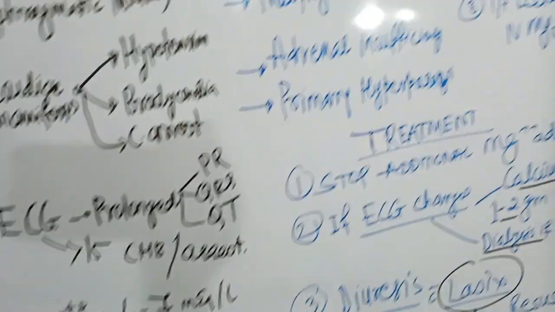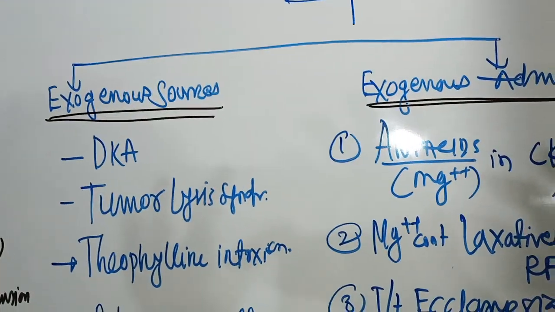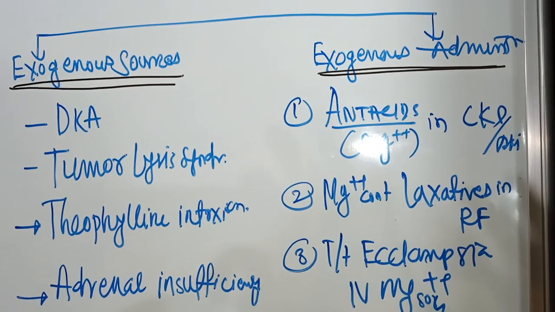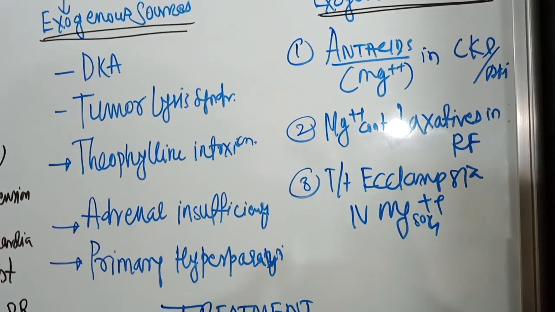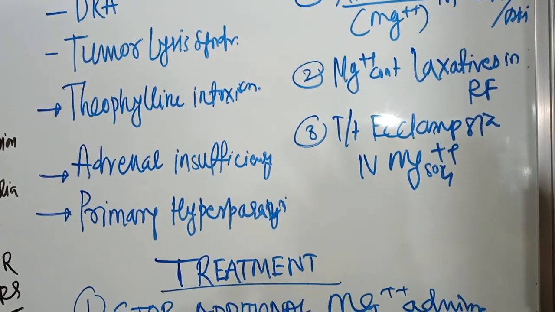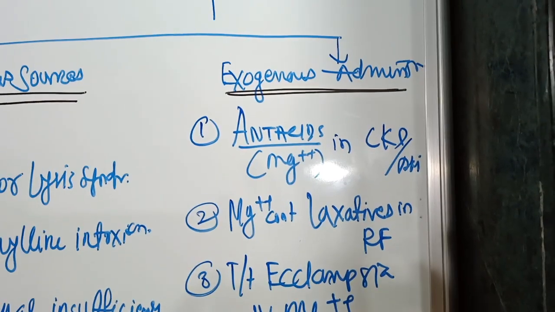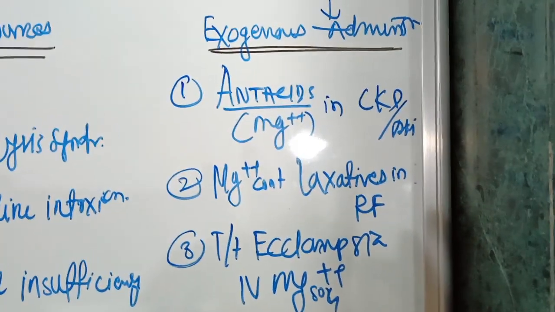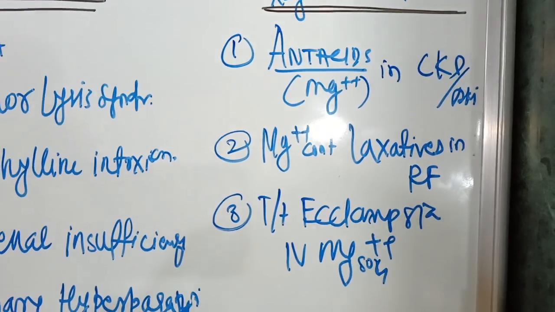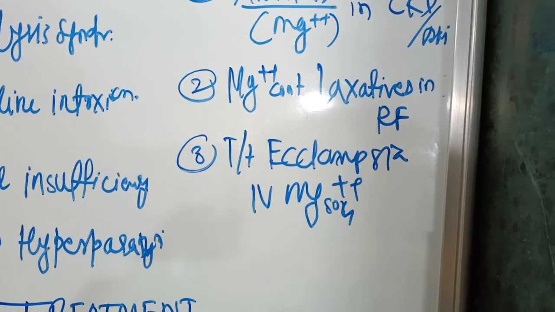So what is hypermagnesemia evaluation and management? Exogenous sources, that is iatrogenic administration of magnesium, cause hypermagnesemia. There is also hypermagnesemia in tumor lysis syndrome, theophylline intoxication, adrenal insufficiency, primary hyperparathyroidism. Iatrogenic cases include administration of antacids containing magnesium in CKD patients, and magnesium containing laxatives given to renal failure patients. In eclamptic patients, when we use magnesium sulfate, there can be overdosing and magnesium toxicity.